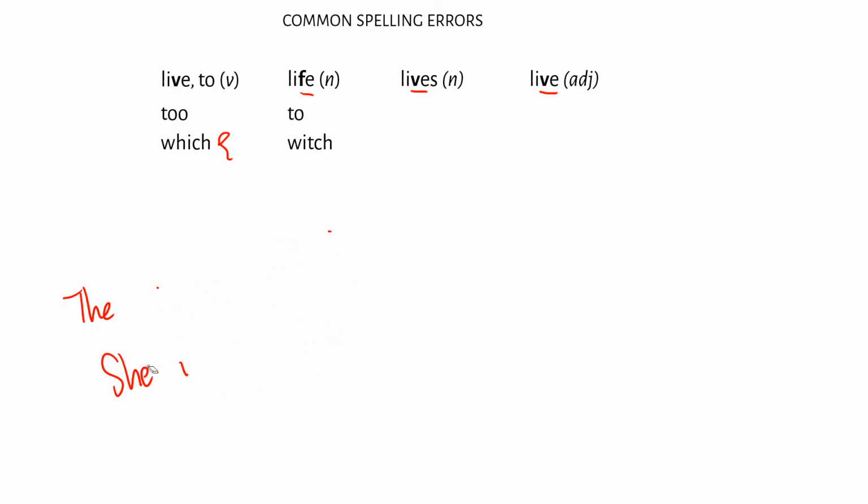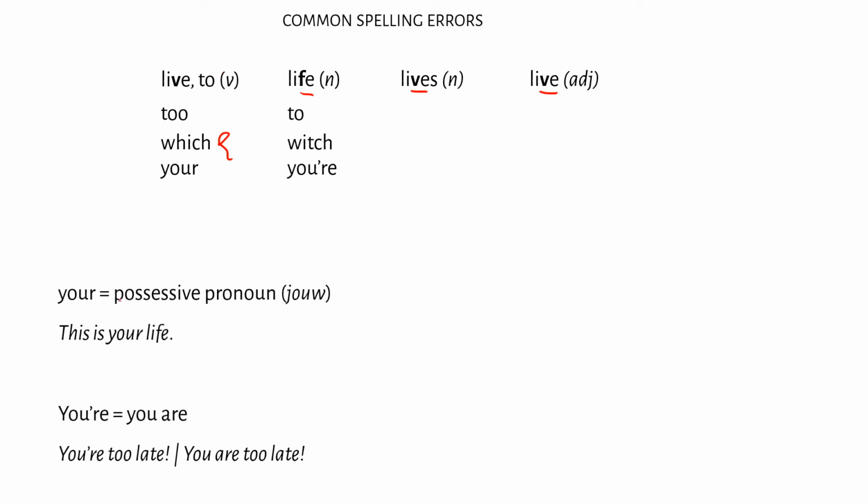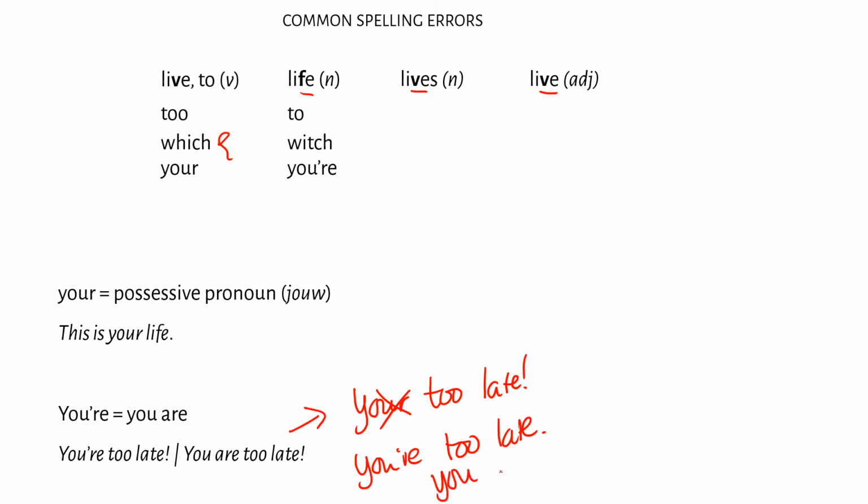Then we have another one, which is quite interesting. While I erase my notes, your and you're. So in this case, y-o-u-r is a possessive pronoun. This is your life. You're too late. You are too late. Right, so don't do this, because this is a very basic mistake, right? If you say your too late, that's too basic. That's a basic mistake. Don't make those mistakes. How to say you're too late, like this, or you are too late. Okay?